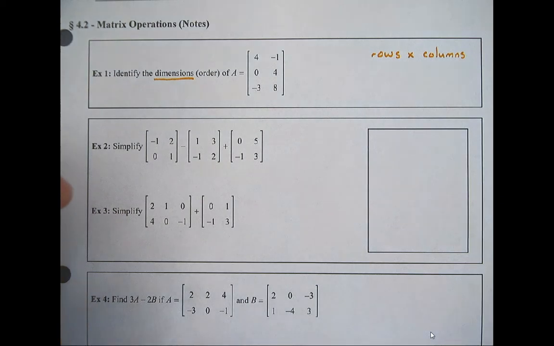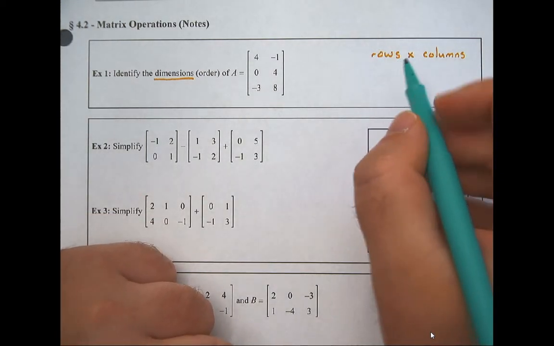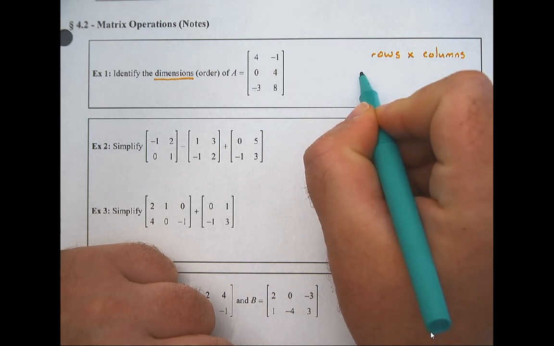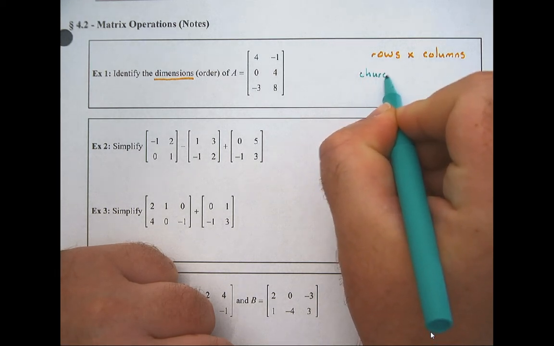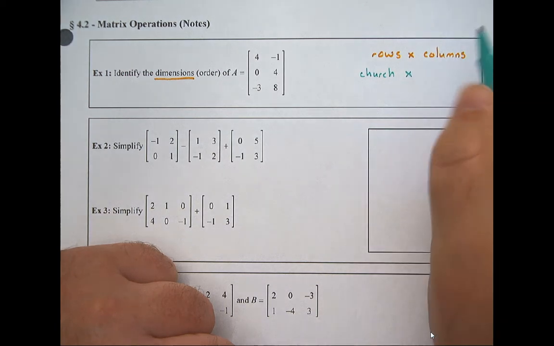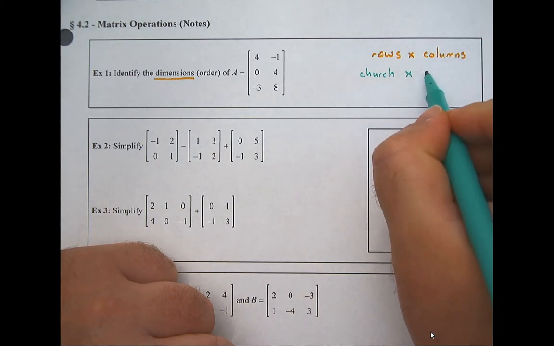Now, how to remember rows and columns, that's kind of up to you. This is how I remembered it when I was a kid. I remembered that rows are like the things in church, the pews that go across the front of the church. And then columns are what holds up the ceiling.